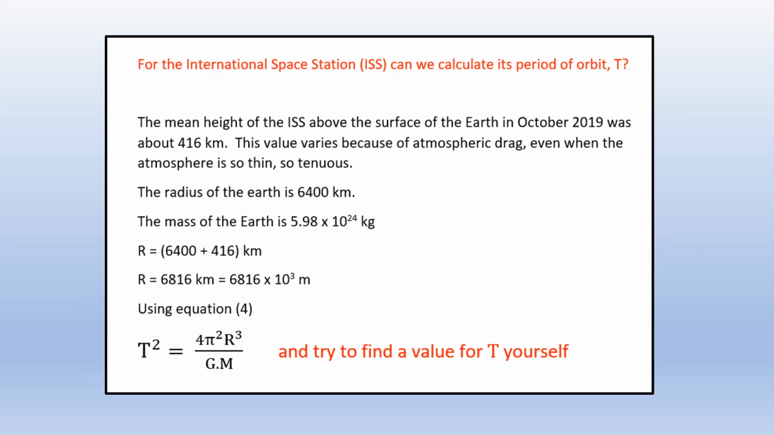Okay, we've got the radius of the Earth, the mass of the Earth. I've got the radius of orbit, which of course is measured from the center of the Earth. I've restated equation 4. And what I would like you to do now is to try and find a value of T for yourself. Put the values in, do the calculation, and see if you can find a value. I'm going to ask you just to pause the video and see if you can do that calculation. So let's pause and get your calculator out.